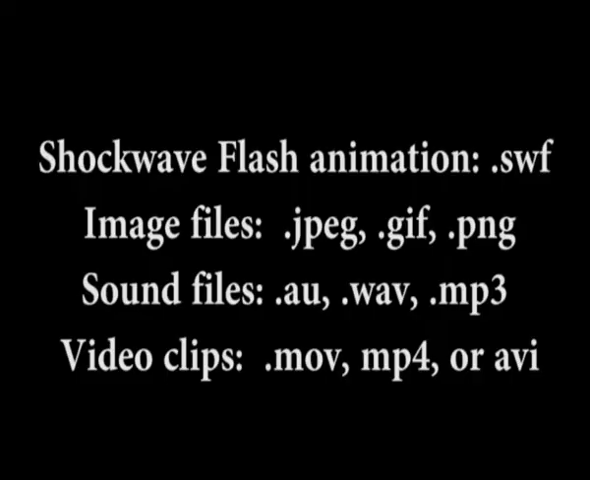Multimedia elements are typically saved and transmitted on the internet in the appropriate MIME type format and are named with the proper extension for that type. For example, Shockwave Flash animation files end in .swf. Image files end in .jpg, .gif or .png. Sound files end in .au, .wav, .aif or .mp3. QuickTime and other video clips end in .mov, .mp4 or .avi formats.